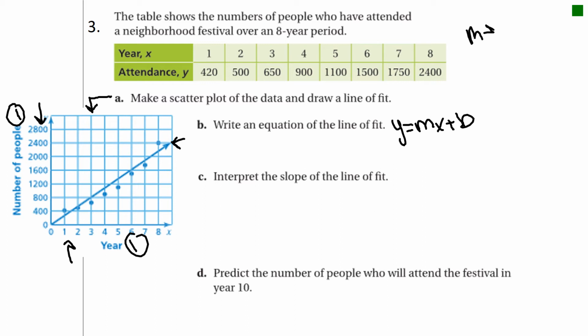Remember, m is slope, b is y-intercept. Okay, so your slope, the rise over the run, is something I like to do second. I'm going to find the intercept first. This one crosses at 0, 0, so it's going to say plus 0 for b.